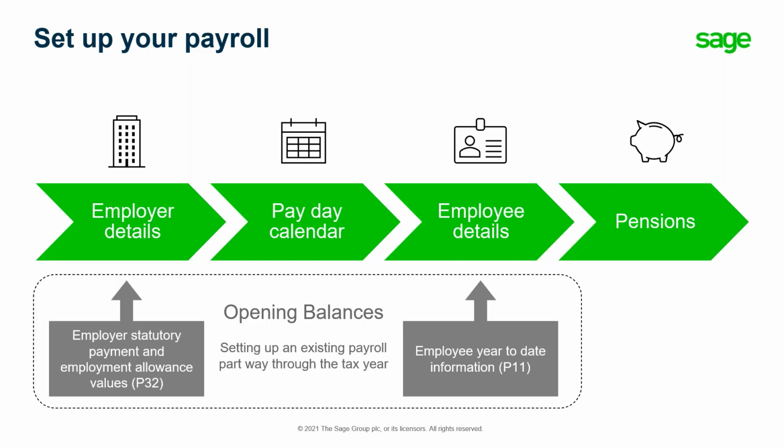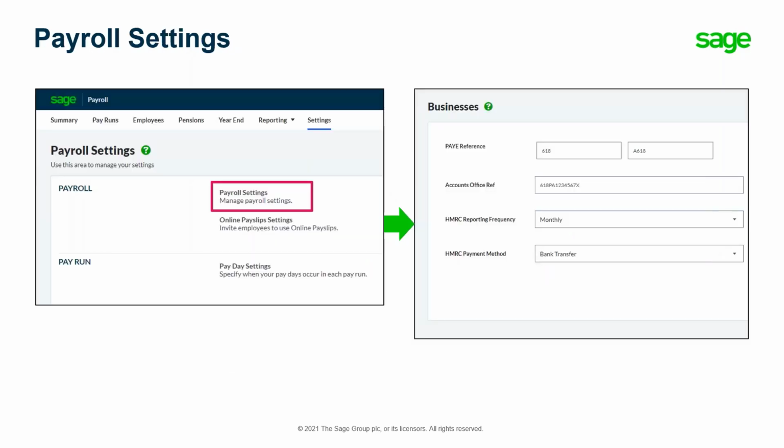So let's just cover off the employer details first. When you add payroll to your subscription, you will have been asked for some of this information. So the PAYE reference, accounts office reference, your reporting frequency to HMRC, and how you pay them. But if you need to enter or check those details, you just need to head to your payroll settings from the settings tab at the top, and then click on Manage Payroll Settings, and that will then display the information.